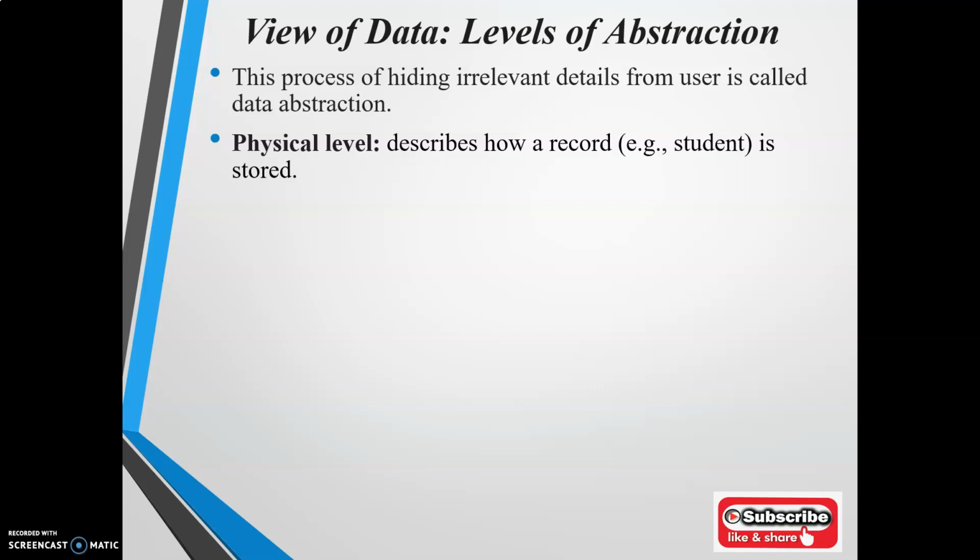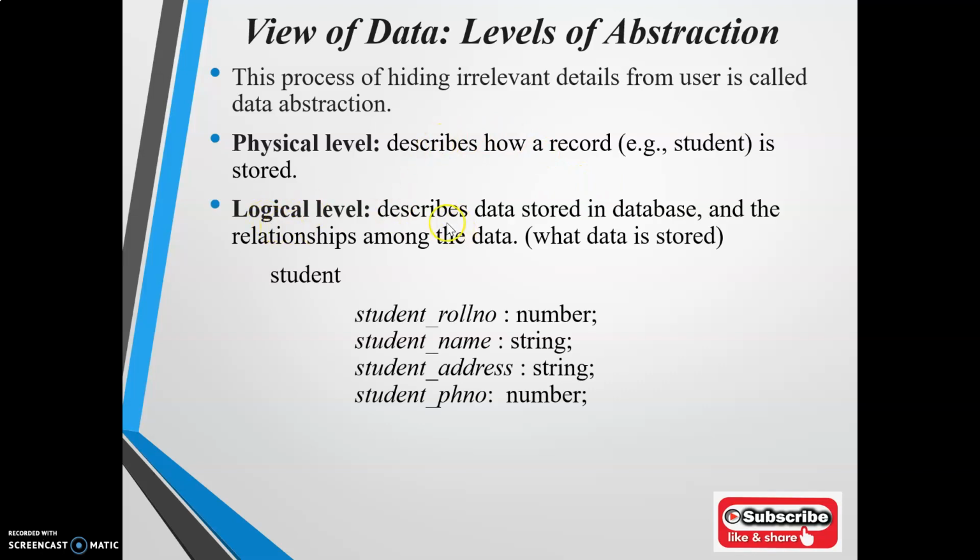The physical level is the lowest level, and it talks about how records of the students or records of the different tables are stored in the database. The second level is the logical level, which is the middle level. It describes what data is stored in the database and the relationships among the data. Physical level focuses on how a record is stored, whereas logical level talks about what data is stored in the database.